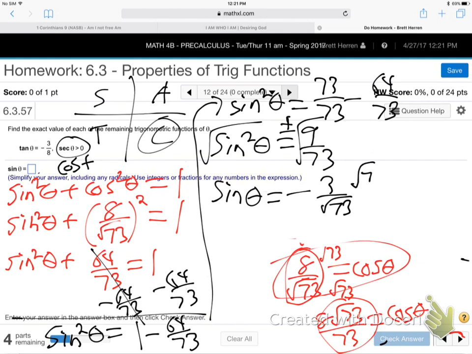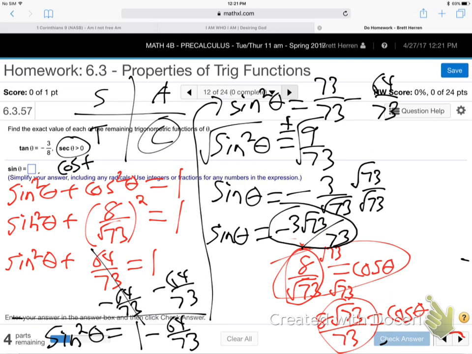Oh, and you can't leave a root in the bottom. Multiply top and bottom by root 73. So sine is minus 3 root 73 over plain 73. That was a lot of work. So we got sine, and there are a couple of others you could get easily now. There are other ways.